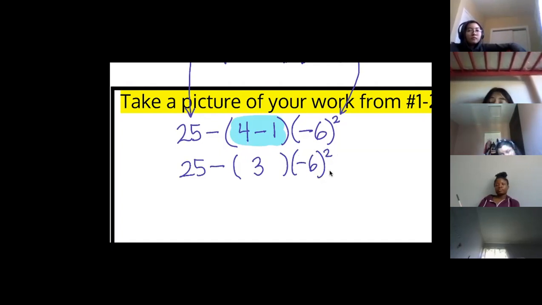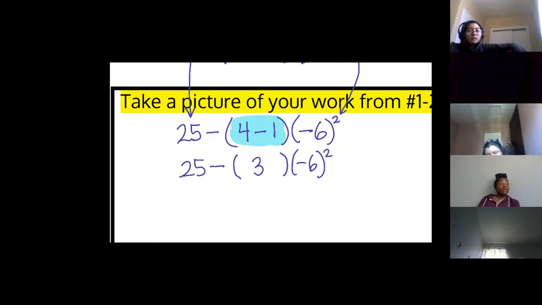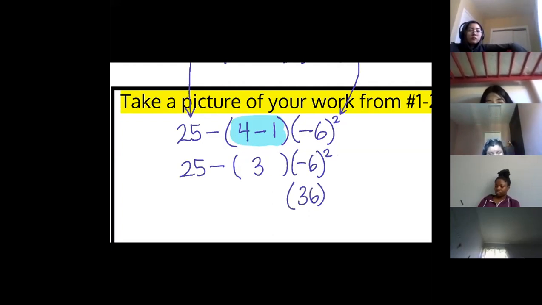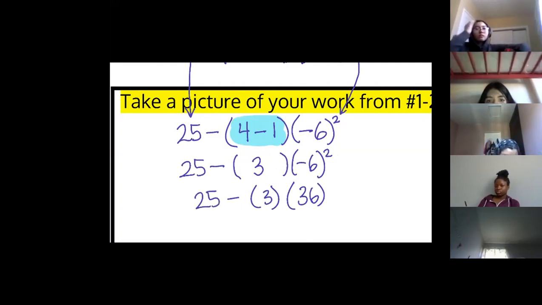What's -6 squared? Positive 36. I'm going to put a 36 here. And then I have a 3 like that, bringing down the 25.